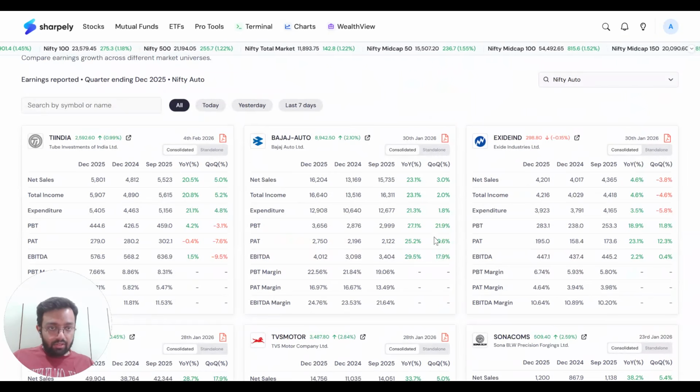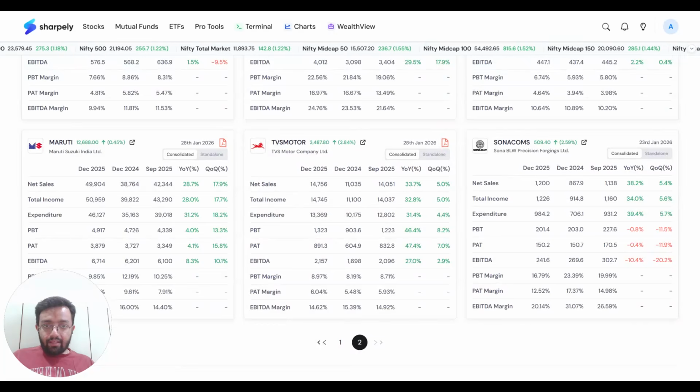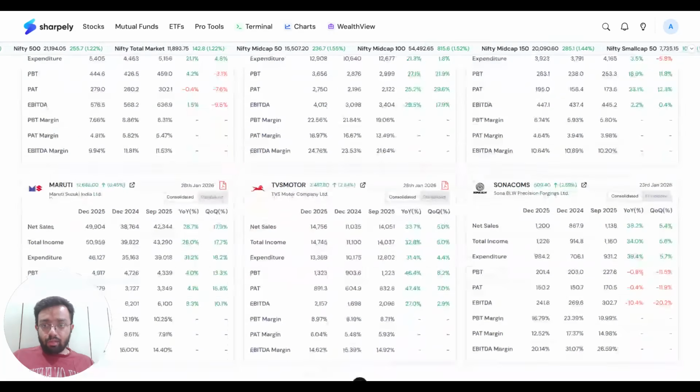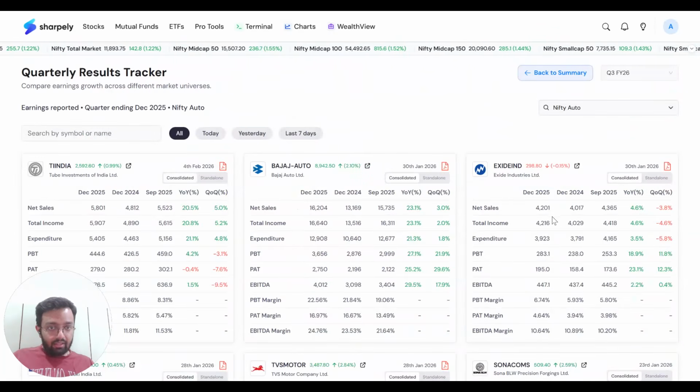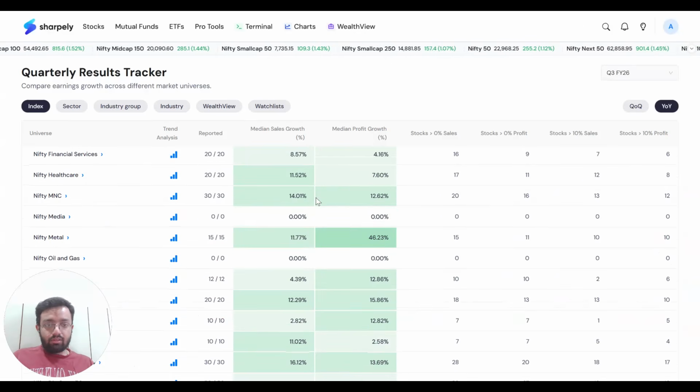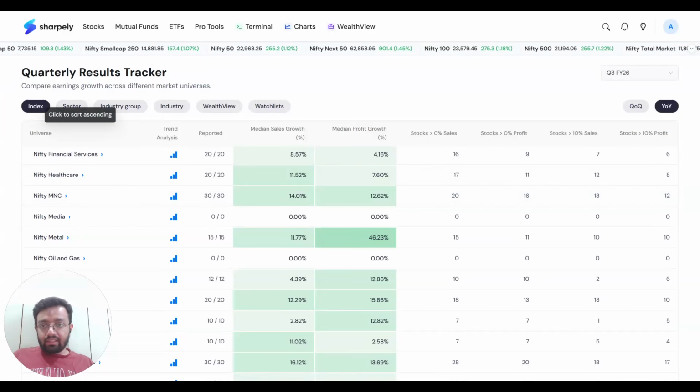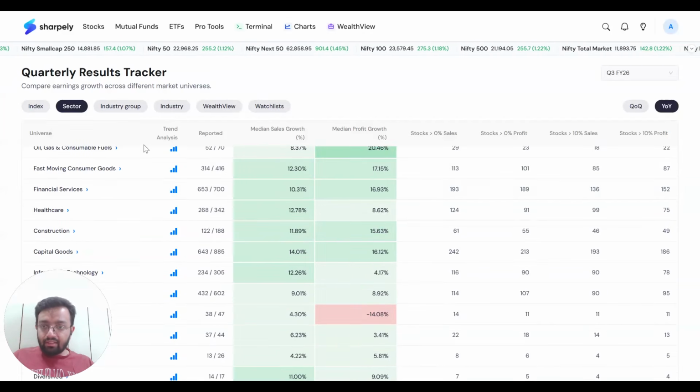So Bajaj Auto, very strong numbers, then TVS Motor strong numbers, Maruti strong numbers, like that you can analyze. For Eicher, not that great top line and bottom line growth, right? So bottom line is good, but top line is not there. And then you can click on back to summary and again come to this view. So it's a very powerful table where you can filter out pockets of the market where the strength is, and then you can do the same for sectors as well.